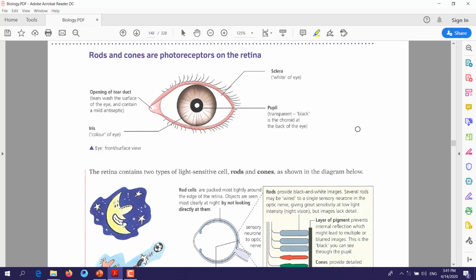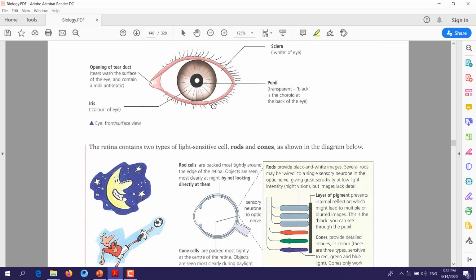Rods and cones are photoreceptors on the retina. Now, there are two types of photoreceptors in the retina. But why do we have two types of receptors? What is the function of each one?